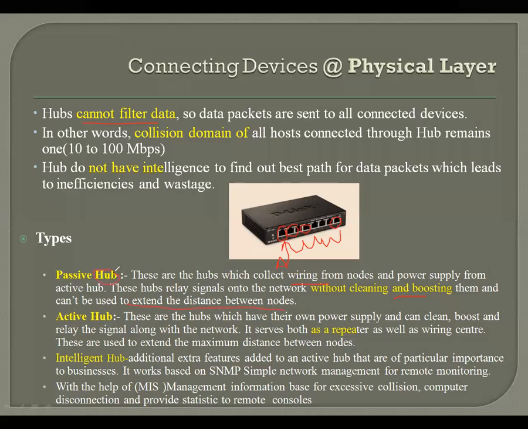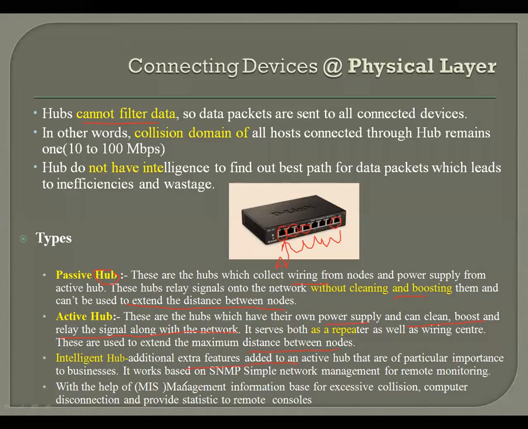Active hubs are hubs which have their own power supply and can clean, boost and relay the signal along the network. They serve both as a repeater as well as a wiring center. These are used to extend the maximum distance between the nodes. So this is the second category. And there is a third category, the intelligent hub. It has additional and extra features added to an active hub that are of particular importance for business.